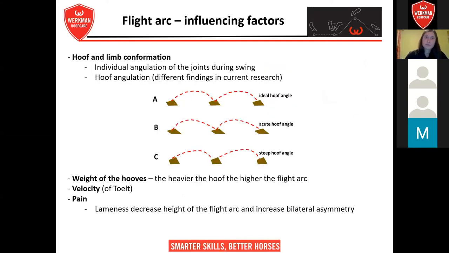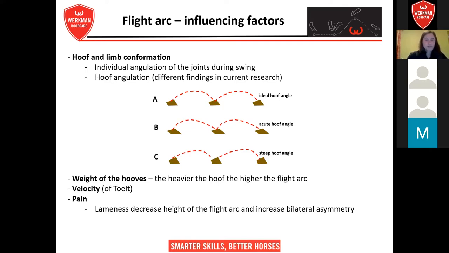Other factors influencing the flight arc are, as stated, the hoof angulation, but as we learned already, there's something more than just hoof angulation shaping the flight arc. What is definitely having an influence on the flight arc is the weight of the hoofs, and this is what we usually also use if we try to affect it by our shoeing. The heavier the hoof, the higher the flight arc usually. This is something we will speak about the next time for sure. But also with increasing velocity, the flight arc increases in height.